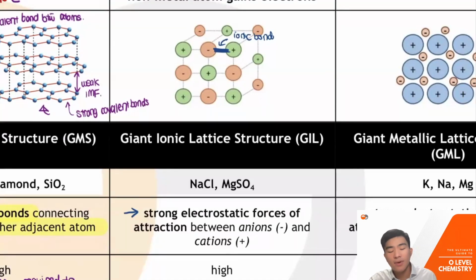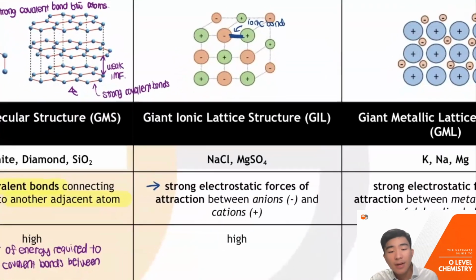So whenever the question asks you to explain a giant ionic lattice or an ionically bonded structure, you will explain it based on this. You will tell them that it is because there is a strong electrostatic force of attraction, for example in sodium chloride, between the Na+ cation as well as the Cl- anion.